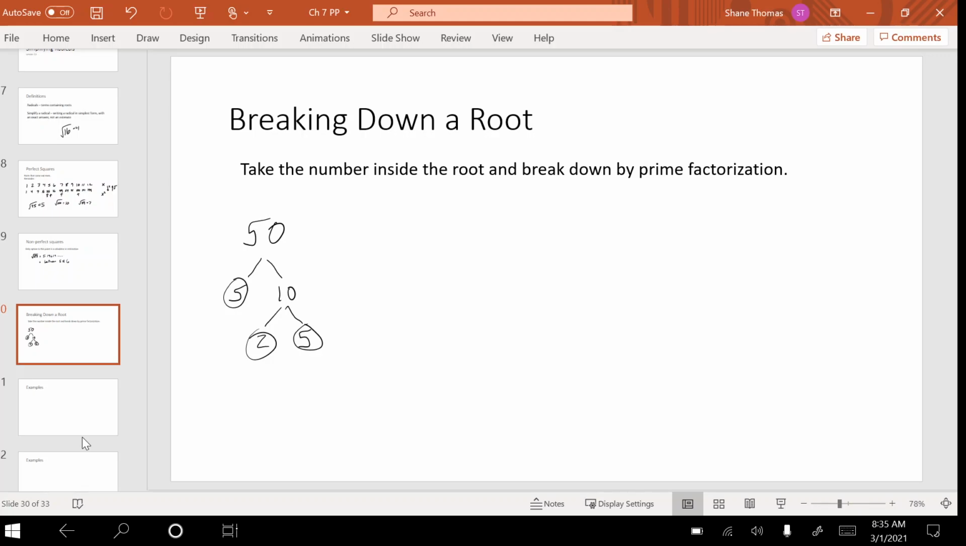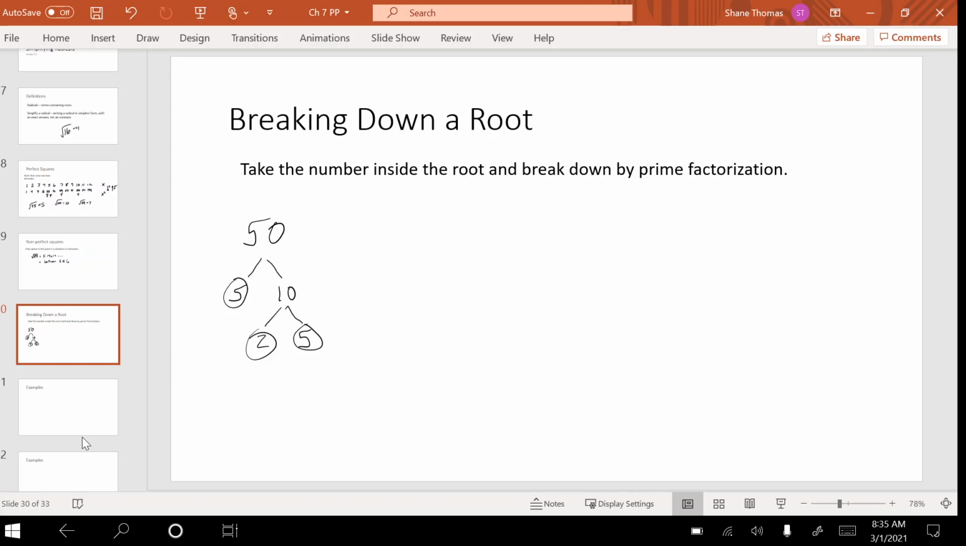How do you know they're prime numbers? What's the definition of a prime number? You can't go any lower, because it's only divisible by 1 and itself. A prime number is a number that's only divisible by 1 and itself. So in this case, my prime numbers were 2, 5, and 5. So the prime factors of 50 are 2, 5, and 5.